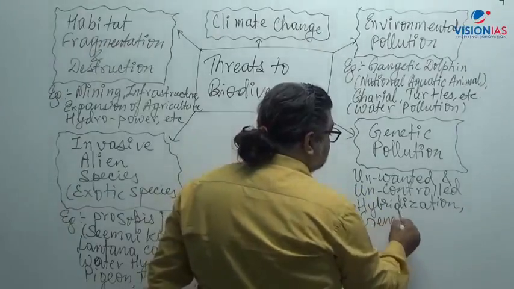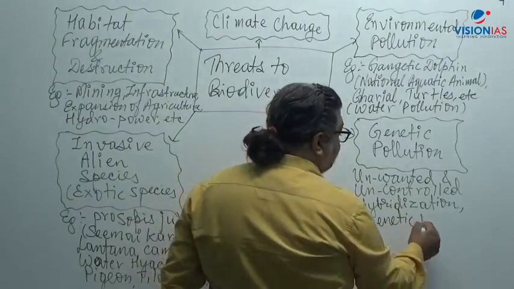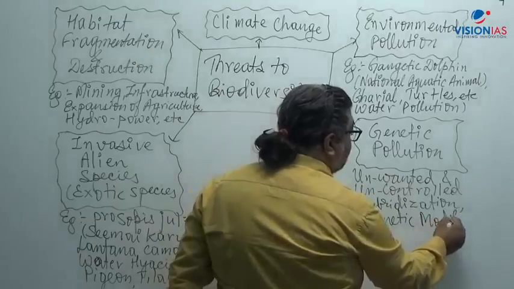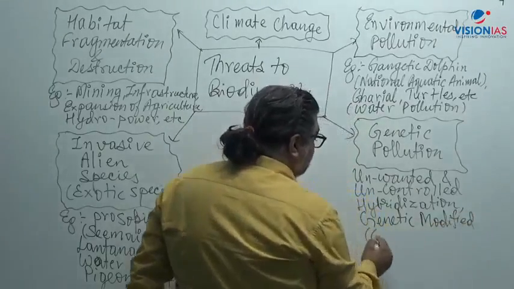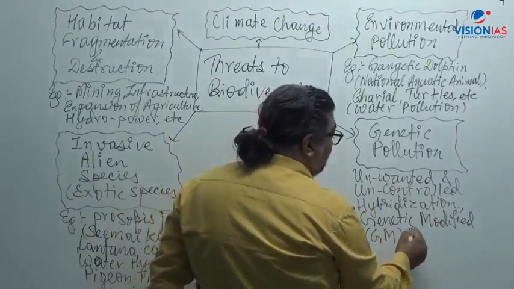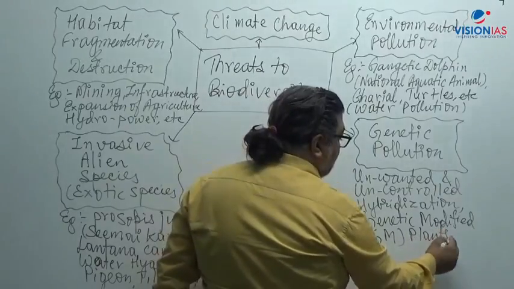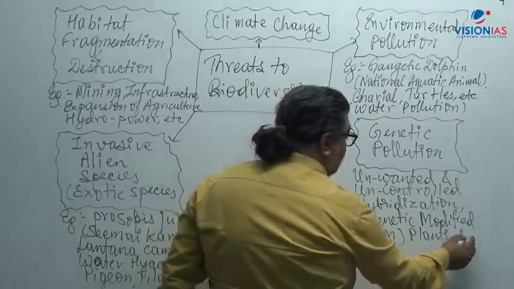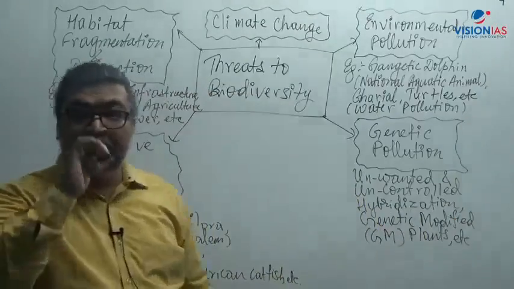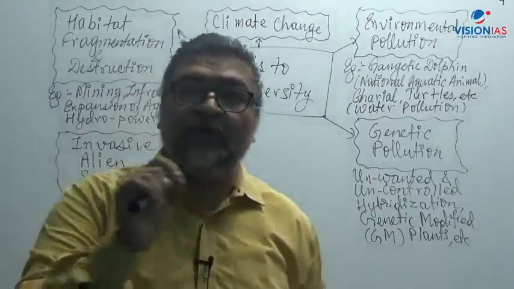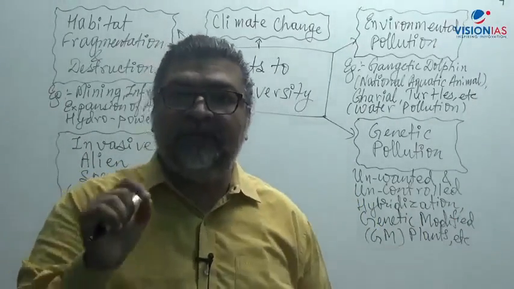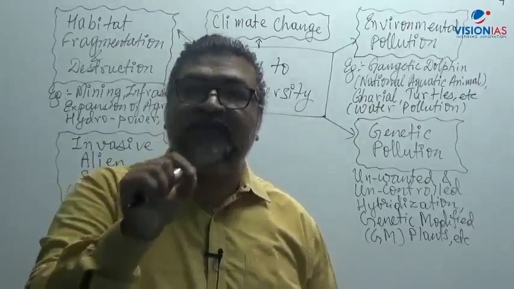Then you know about GM food, genetically modified plants and animals. In terms of GM, there are again problems. Like you know that in India we are growing BT cotton. What is BT?